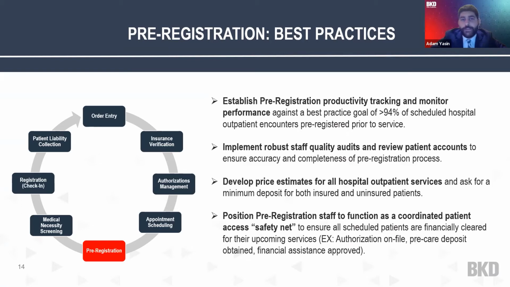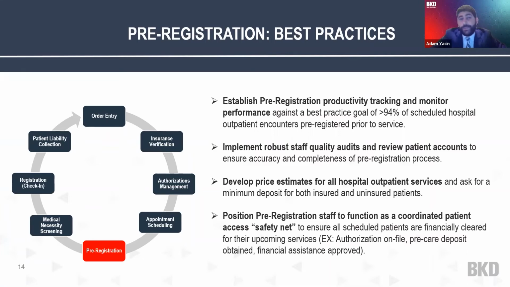counselor. So the first item here is to establish pre-registration productivity tracking and monitor that performance. So, the best practice goal for pre-registration productivity is 94%. So 94% of your scheduled hospital outpatient encounters should get touched about 3 to 5 days from the date of service, and a process of pre-registration should be undertaken.